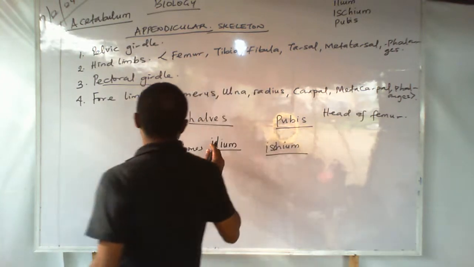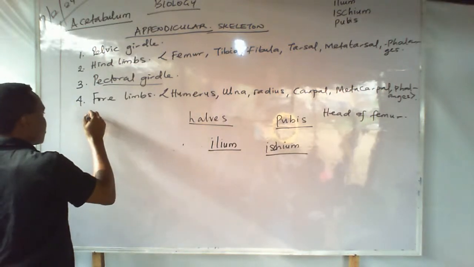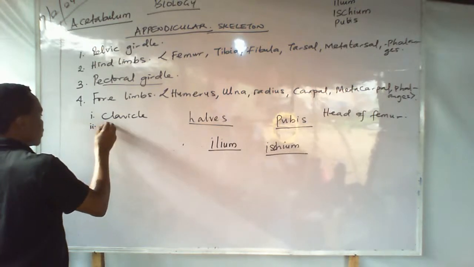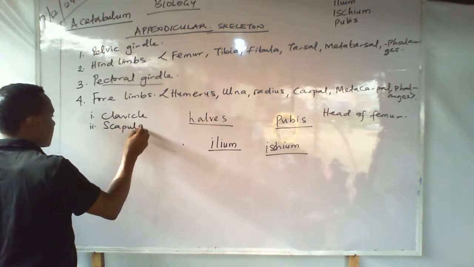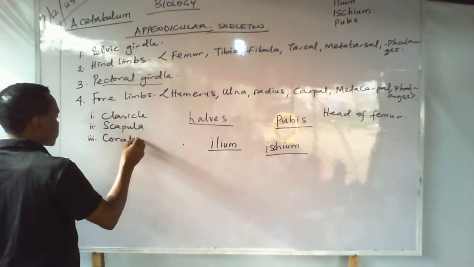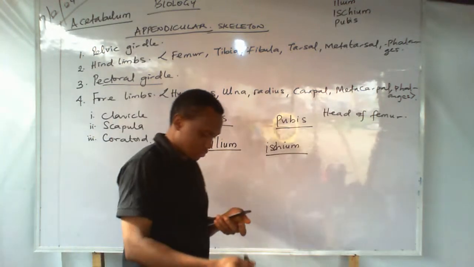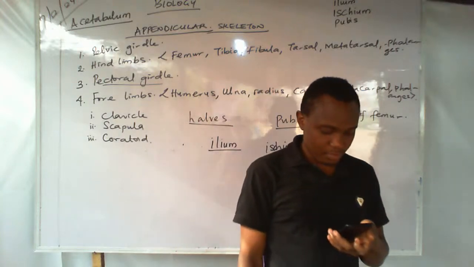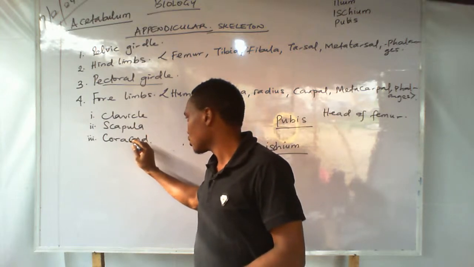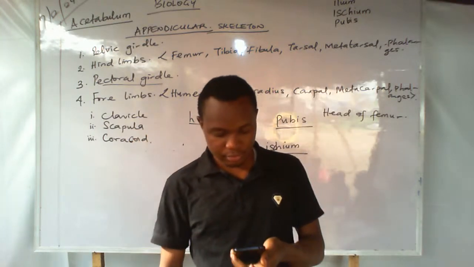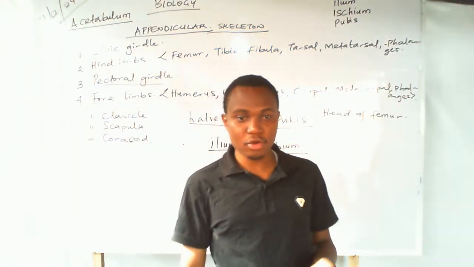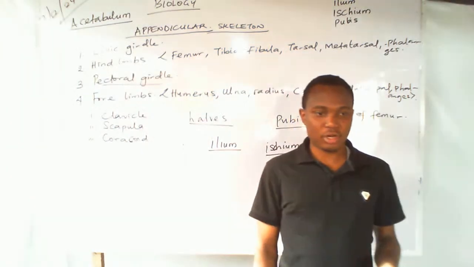What are the three bones that are right in here? We have number one, the clavicle, the scapula, then the coracoid. Are you with me? Say coracoid. Coracoid. Not clavicle. Scapula, shoulder blade.